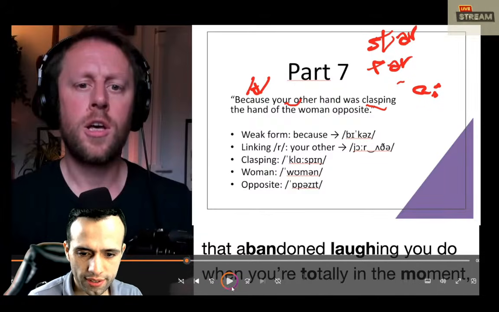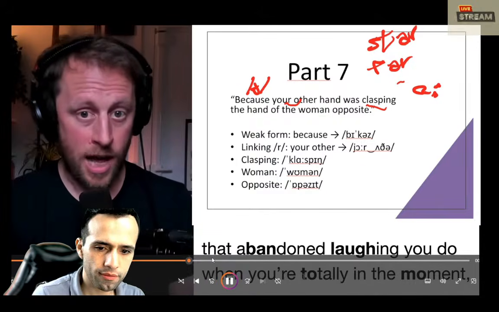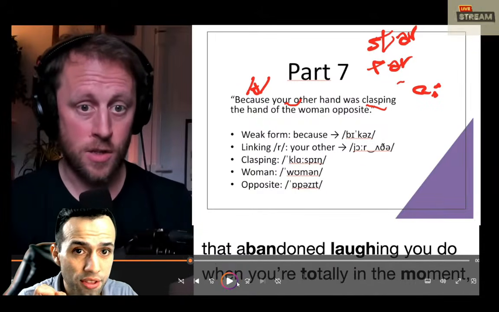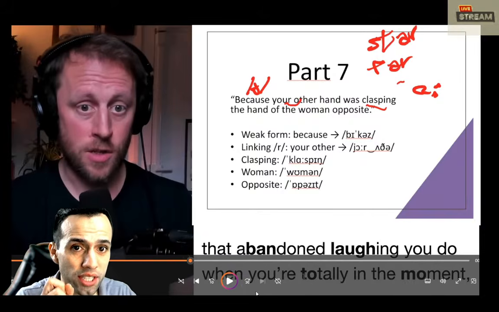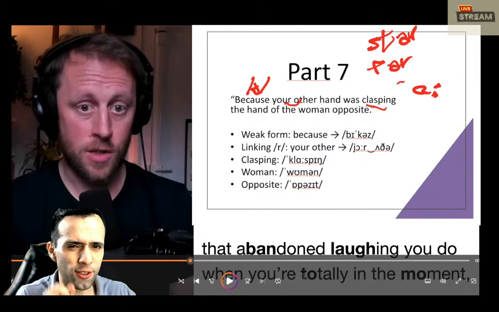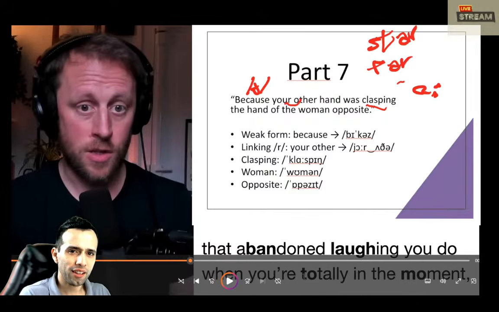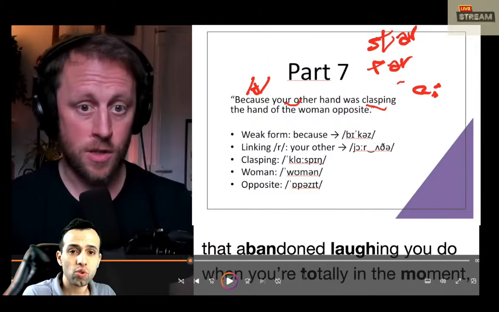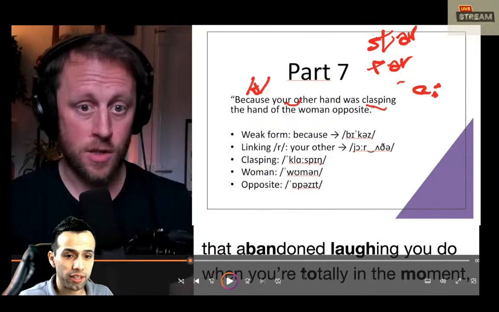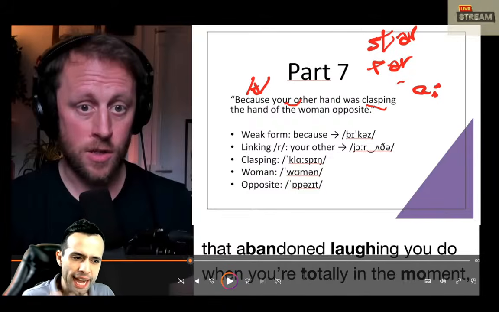Let's do it. Because your other hand was clasping the hand. Because your other hand, your other. It's not that strong, right? As in read or risk or rest. But your other. It's quite subtle, quite soft. Your other hand.